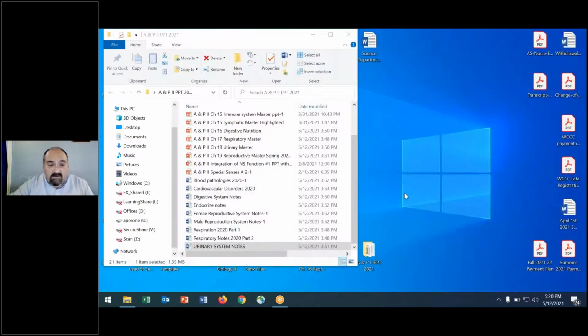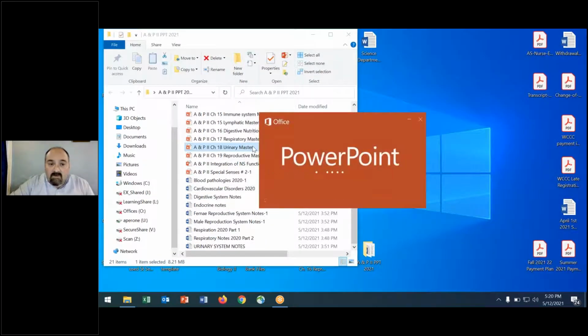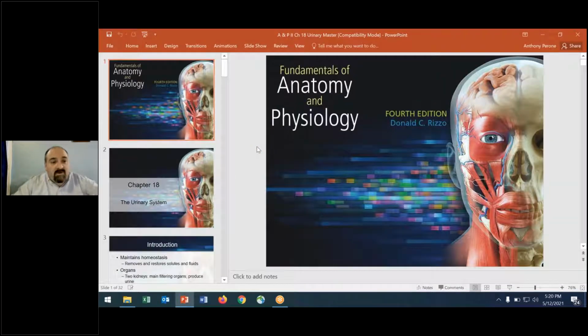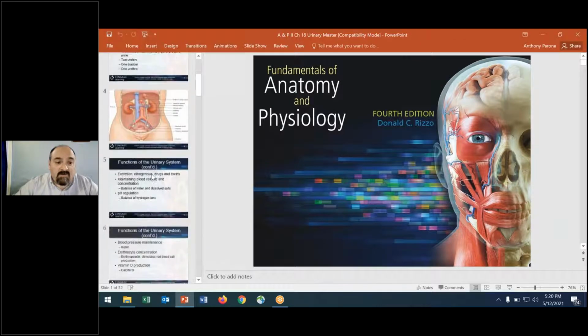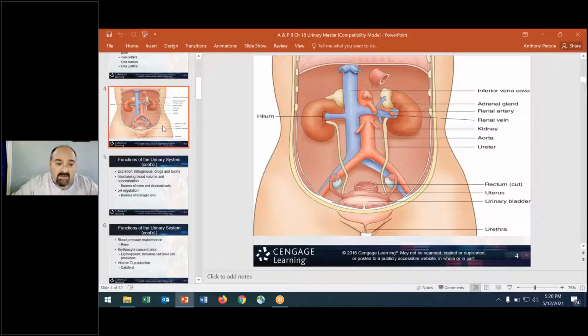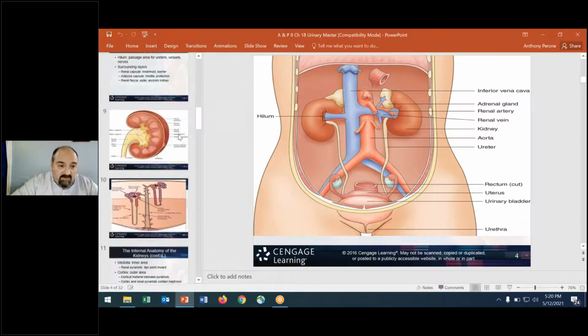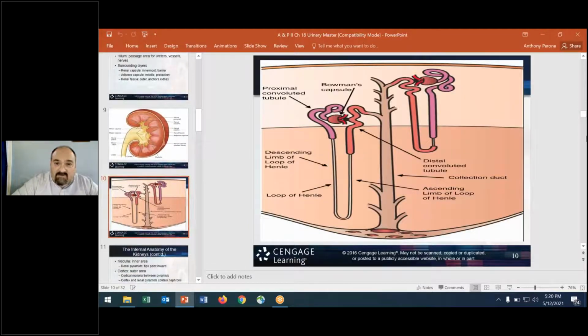All right, very good. We have, in conjunction with the notes, the PowerPoint, providing you with images as well as information. And here you'll see the two different types of nephrons, the cortical and juxtamedullary nephrons, right?